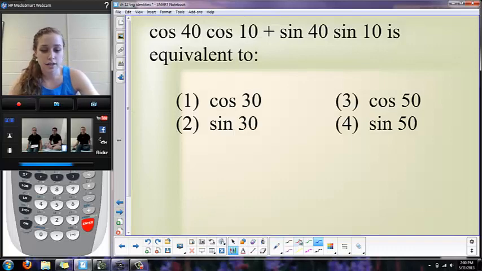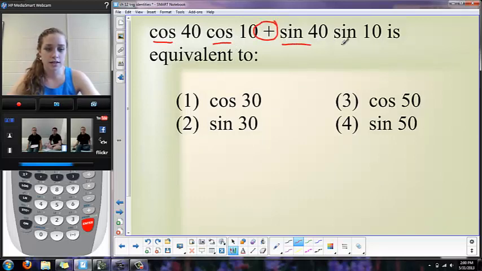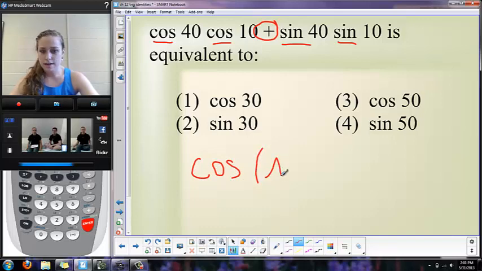Alright, let's see. We have this pattern. Whenever you see this pattern, you're going to go right to your reference sheet. So you have cosine times cosine plus sine times sine. That's actually the exact same one that we just looked at. So take a look at your reference sheet. Be looking in those two sections, the sum of and difference of two angles. You're looking for cosine times cosine plus sine times sine. And I can see that that is equal to the equation for cosine of a minus b. Same exact thing as the other question.